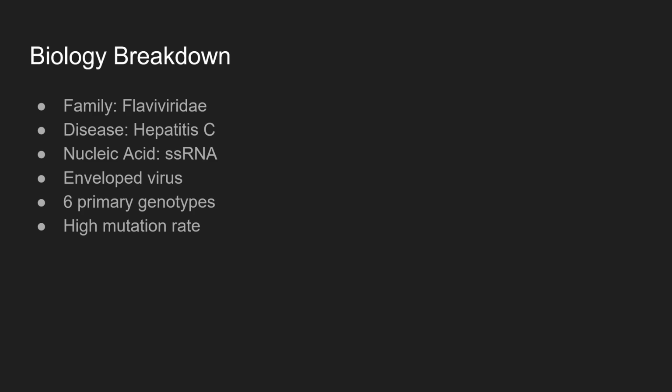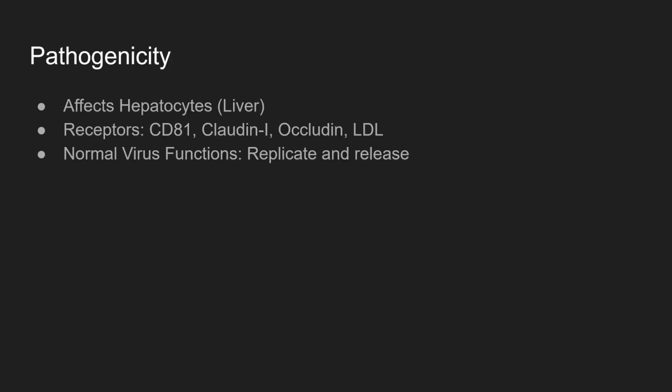There are 6 different genotypes of the virus, so there are 6 different targets for antiviral drugs. Another important note is that it has a very high mutation rate, so the protein membrane surrounding the virus tends to have a lot of different mutations, which makes finding a vaccine for the virus particularly difficult, which is why as of the present day, there is currently no vaccine for the virus.